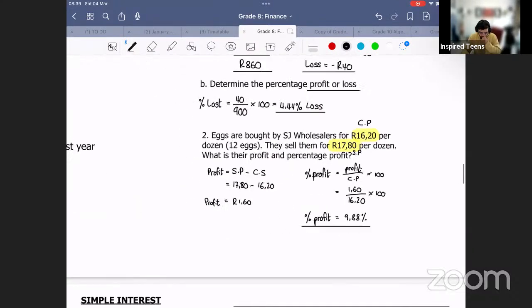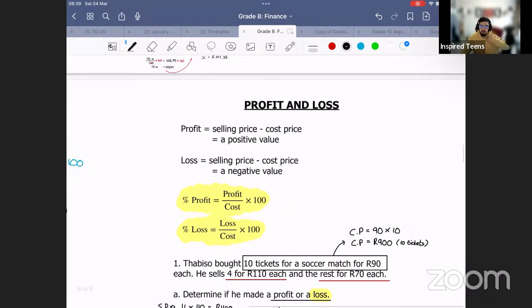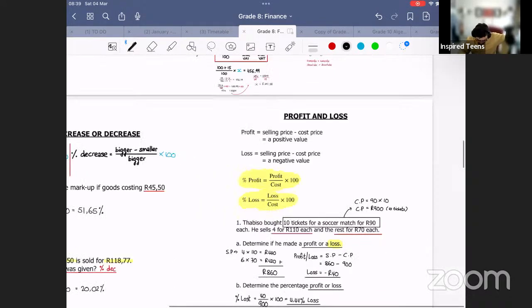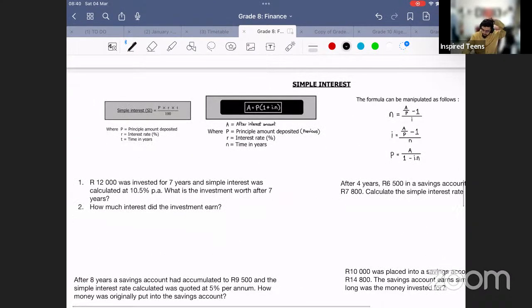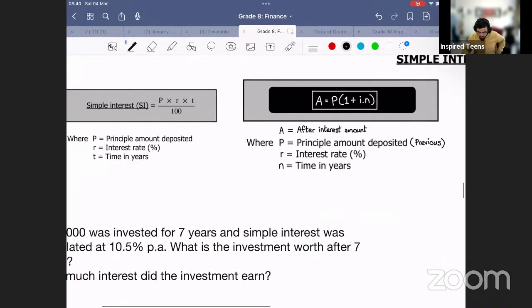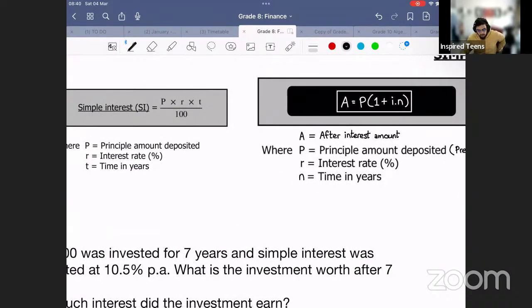Okay, so percentage profit and loss calculations. Let's move on to simple interest. Okay, so let's look at these two formulas quickly before we start. And then people, please tell me, which formulas do you guys use? Do you guys use the left formula or the right formula? Just say left or right.